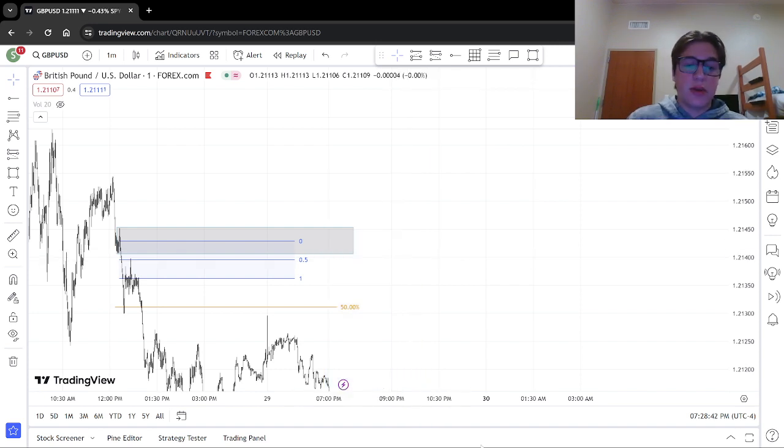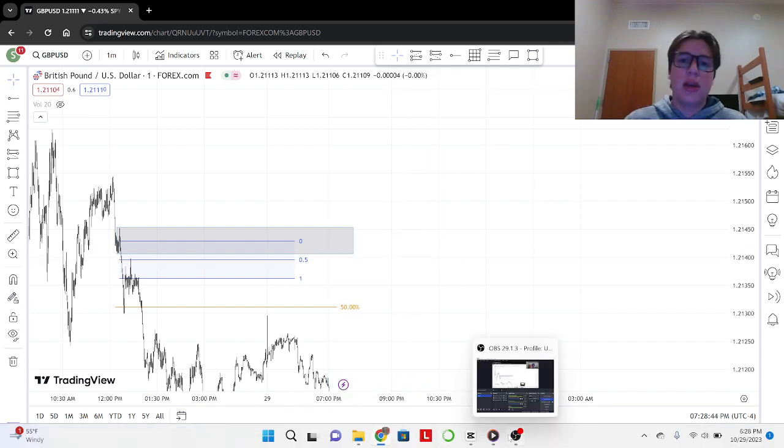So yeah, that's my weekly overview of GBPUSD. Now we know that this trade will be looking for shorts. This week we'll be looking for shorts.